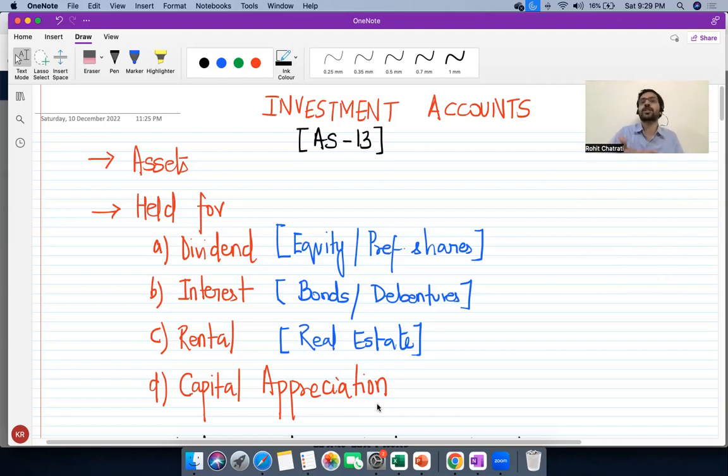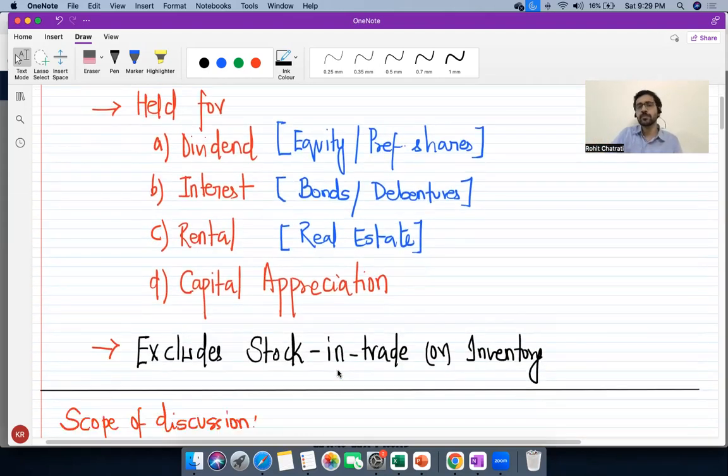In fact, you may also purchase some land for the purpose of capital appreciation. Maybe you believe that a land in a particular area is currently quoting at say 1 lakh rupees. You believe that land price will appreciate in future, and therefore you're going and purchasing vacant land. That is also going to be treated as investment under AS 13, because your intent is for making capital appreciation out of it. So an investment is any asset which you're holding with the intent of earning dividend or interest or rental income or capital appreciation.